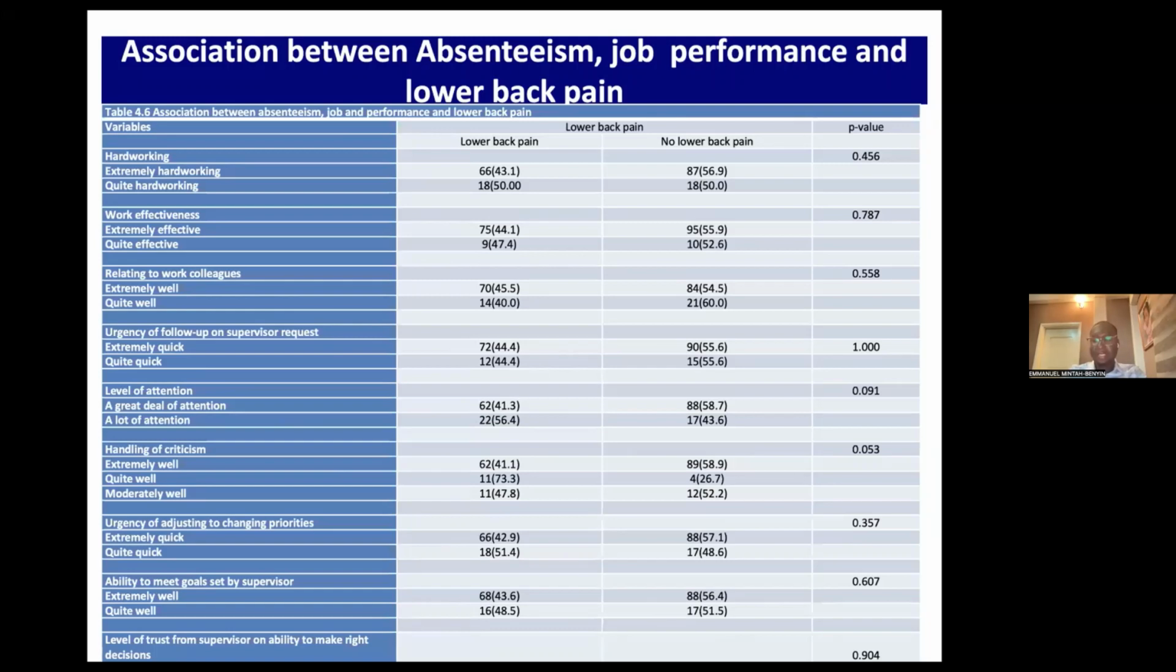And also the study number, the short duration, as well as the sample size. The heavy-duty equipment operators were not too many. They were about 302, so we didn't get a lot of data and participants to be recruited into this study, which could have accounted for no association with absenteeism, as well as job performance.